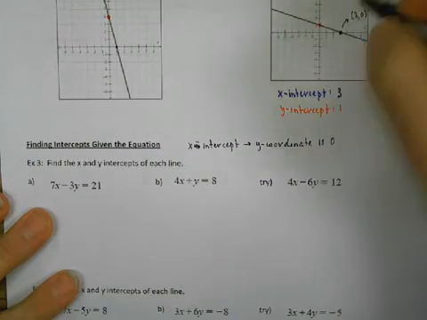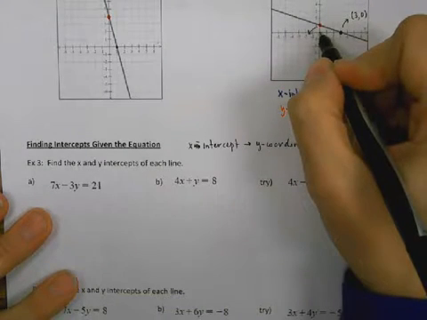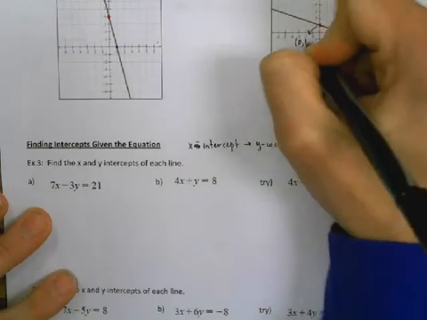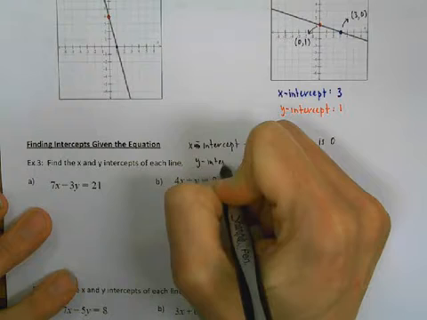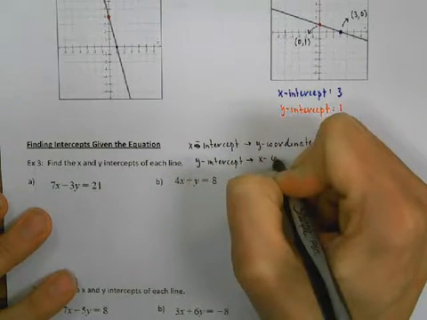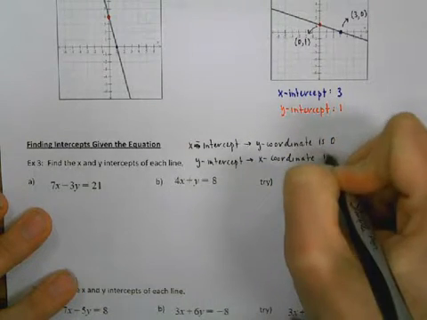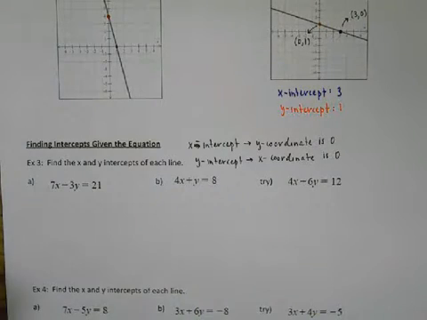Similarly here, if I were to look at my y-intercept in red, that x-coordinate is 0. I don't move left or right. I just go up 1. So if I'm looking at the y-intercept, my x-coordinate is 0. Those two facts make it really easy to find the intercepts given an equation.